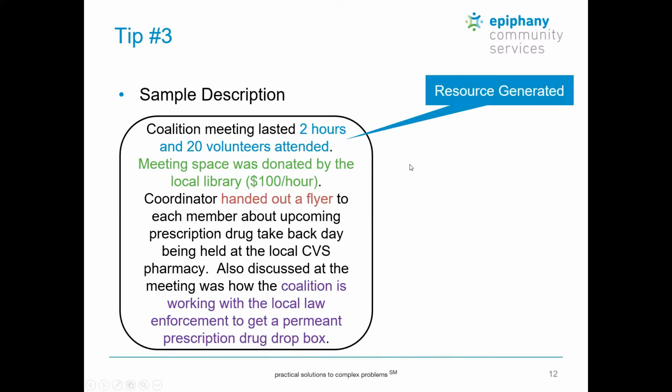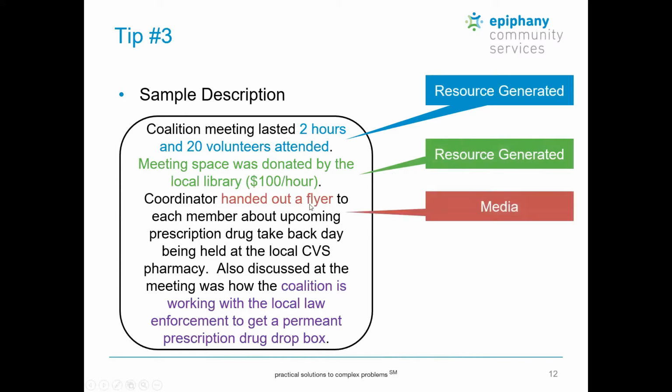So I'm going to go ahead and select my resource generated and enter it as a volunteer time for my volunteer hours, right? That one's good. Next, we also have another resource generated for meeting space that was donated. So unfortunately, you cannot enter multiple resources generated at once. So this is where I'd have to copy and paste my resources here, but I still wanted to show how there is multiple things going on within one entry.